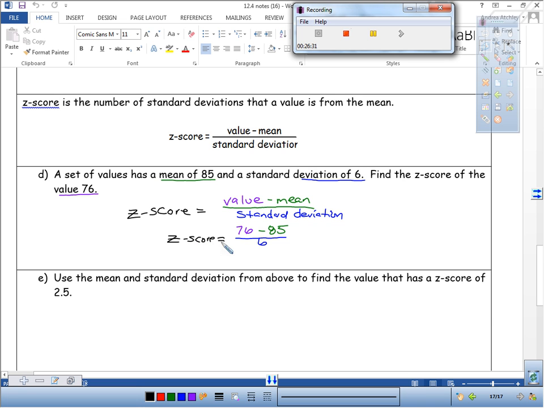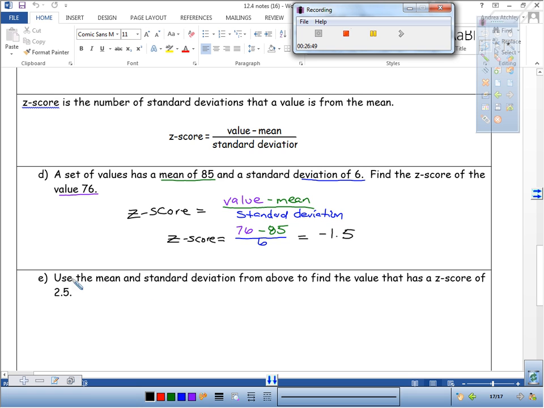Everyone do that right now. Jen, what'd you get? Negative 1.5. Okay, so it's 1.5 standard deviations away from the mean, and it's negative, so it's below my mean. Okay, any questions over that?